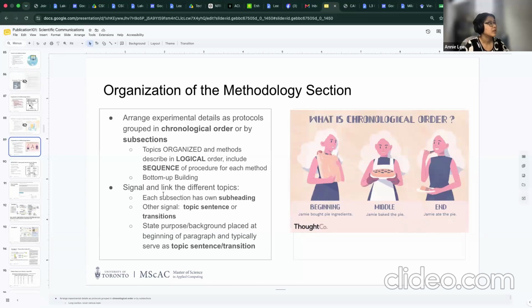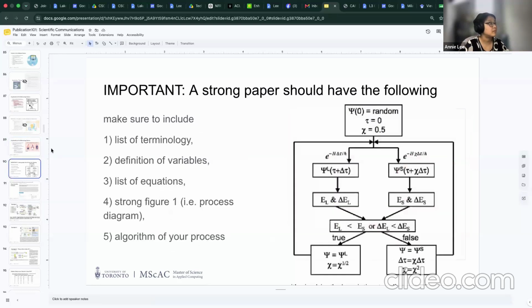Very clear. There should be subsections with subheadings. There's a topic sentence and transition, with your purpose and background at the beginning of the paragraph as a topic and transition. Some people like to not have that transitional sentence in the beginning. I'm generally okay with that if you're tight on space, but try to put it in.